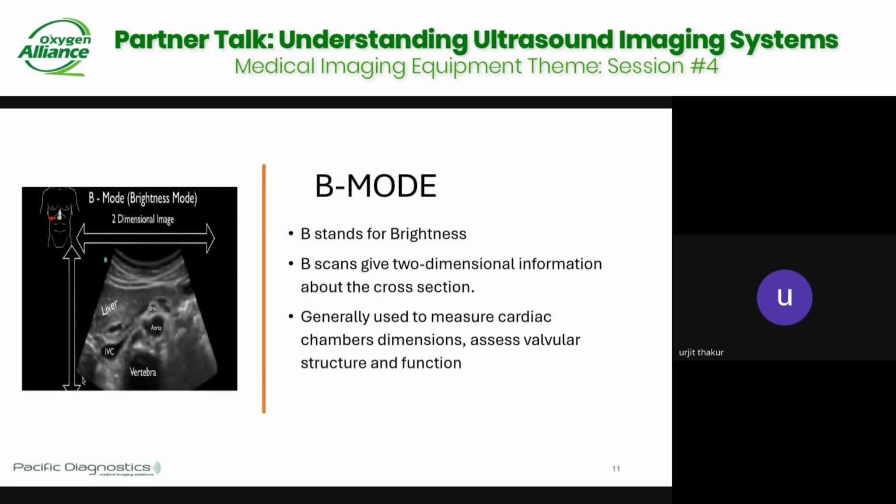Then we have the B mode, which is also known as the brightness mode. As you can see from the image on the left side, it gives two-dimensional information about the cross section. Generally this is used to measure the cardiac chamber dimensions and assess valvular structure and function. This is the actual image that you make when you're using the B mode. You can see the liver, the vertebrae, all the organs displayed on the image as I've shown. This is what we generally use for ultrasound imaging and what the radiographers use generally.